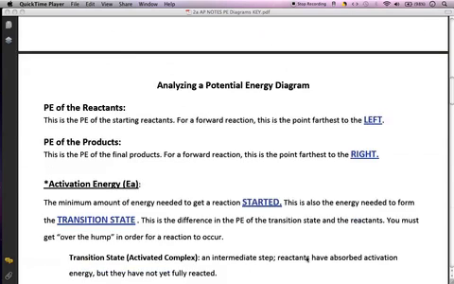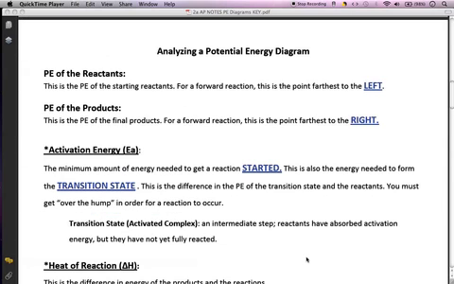So how we're going to go about analyzing these potential energy diagrams has to do with a couple of main parts. Potential energy of the reactants is just simply how much energy do our reactants start with. So this is the point farthest to the left. The potential energy of our products is just how much energy do our products end up with.